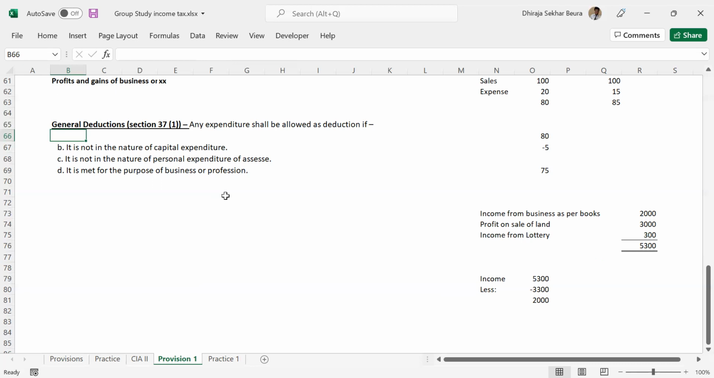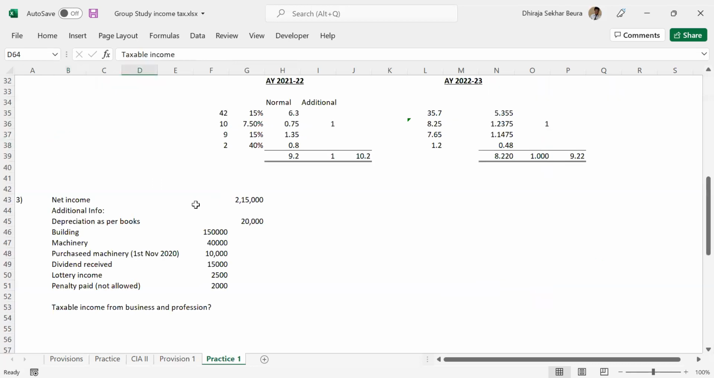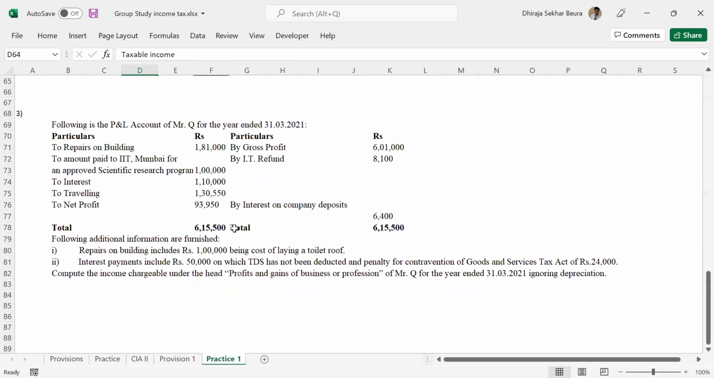Very, very generic things. Okay, just have these things in mind while reading this question. Following is a profit and loss account of Mr. Q for the year ended this. We have gross profit, we have IT refund, we have interest on company deposits.